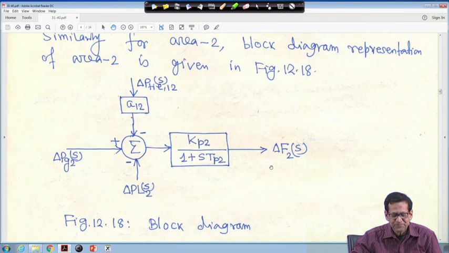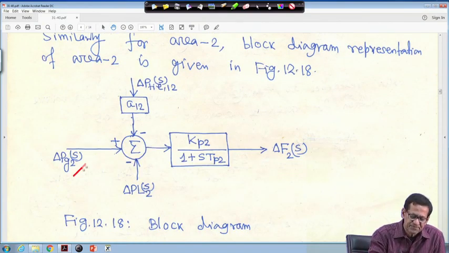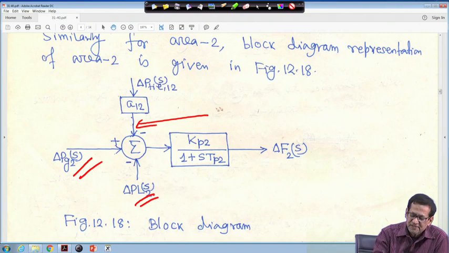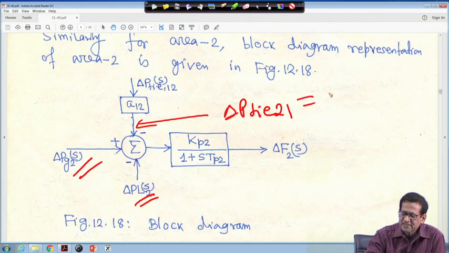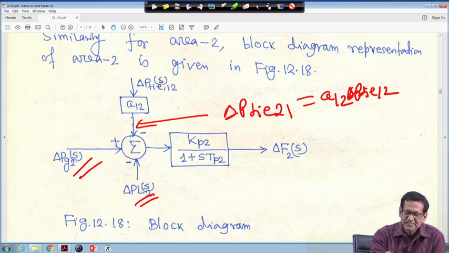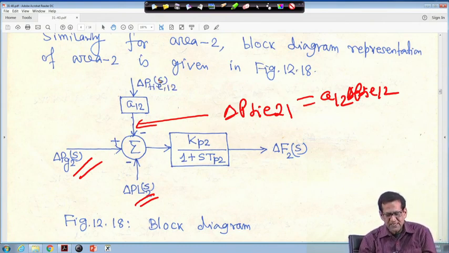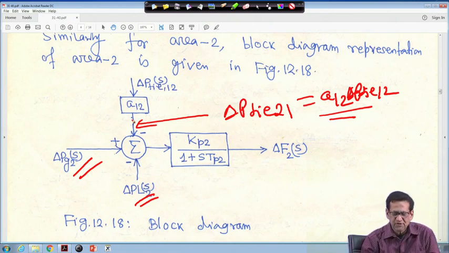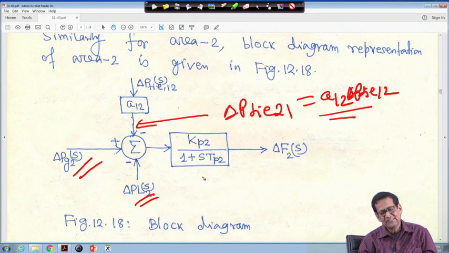Similarly, for area 2 you can make it: this is delta Pg2, this is minus delta PL2(s), and this is delta P tie 2-1, that is nothing but A12 times delta P tie 1-2. We have put it this way because we are writing in terms of the Laplace operator. So delta P tie 2-1 is equal to A12 into delta P tie 1-2(s), that is why A12 is written here, into Kp2 upon 1 plus s Tp2. So, this is the block diagram representation of the power system side.